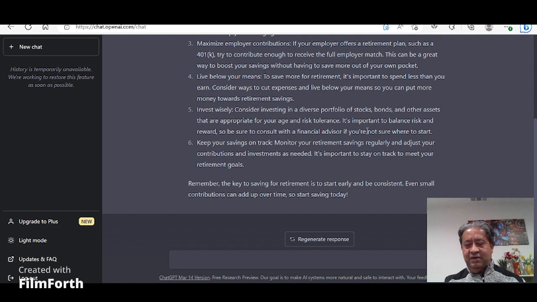It's a long description. Keep your savings on track. So these seem like very important points in terms of how you want to save your money. And ChatGPT is giving you this kind of advice, so you can consider it while you look into your retirement and how to proceed.